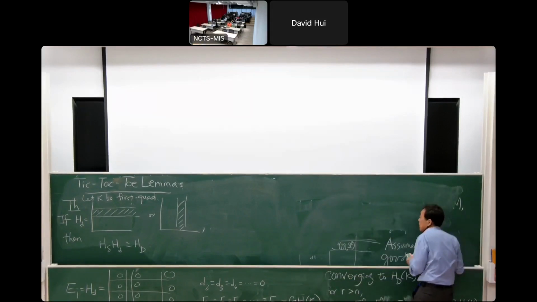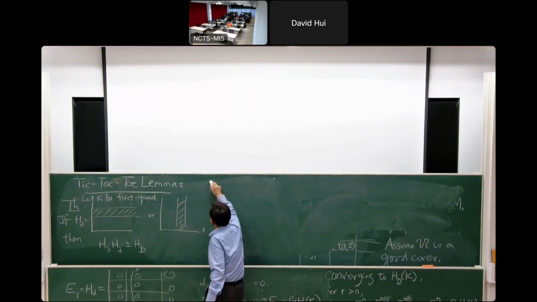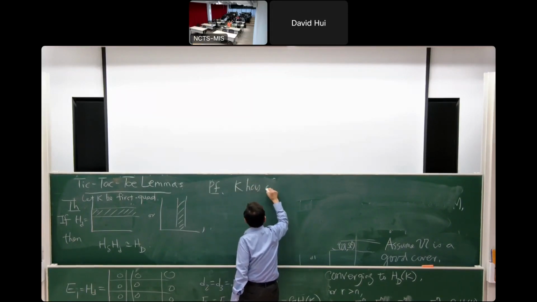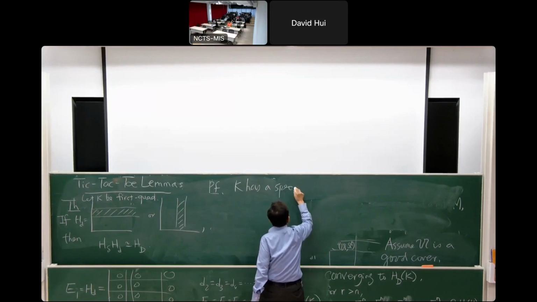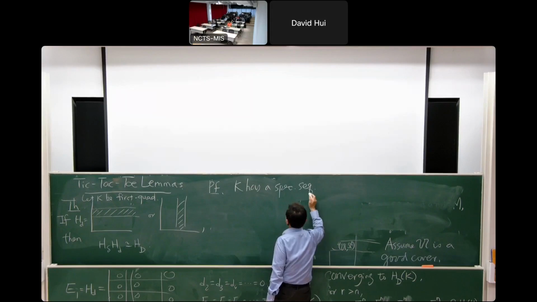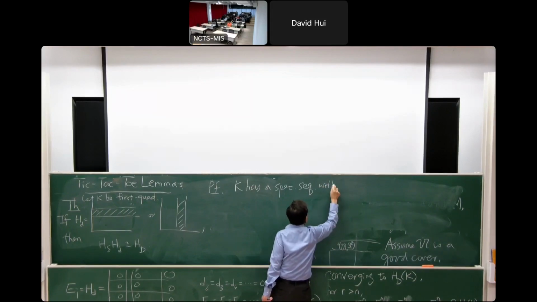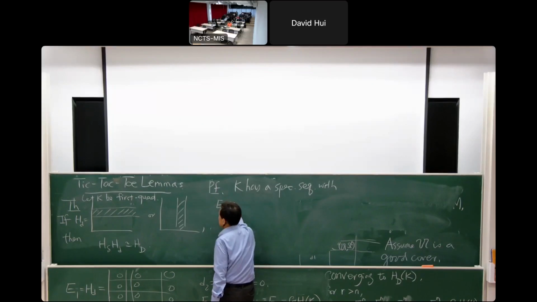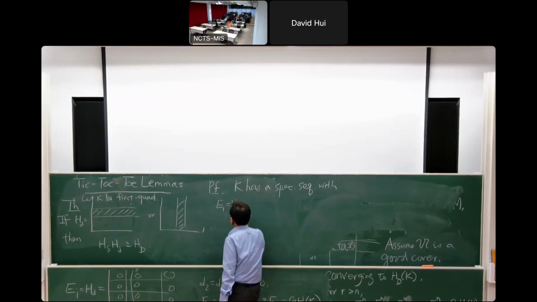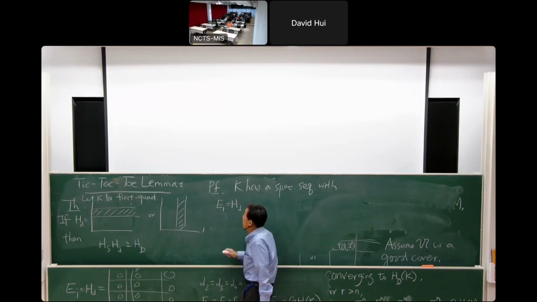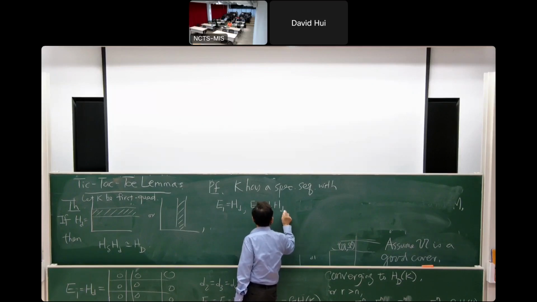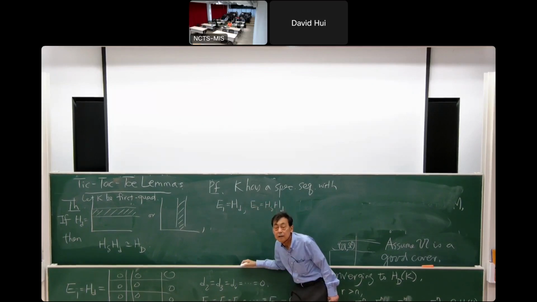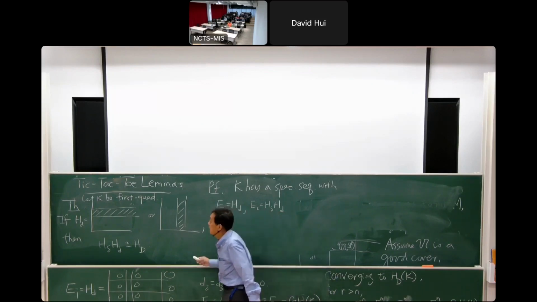Okay, so we know that this K has a spectral sequence, with E1 is DHD. So it's there. And then E2 is H delta HD. Okay. So delta goes horizontally.